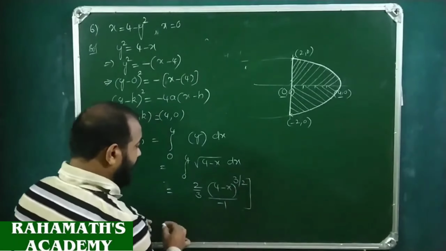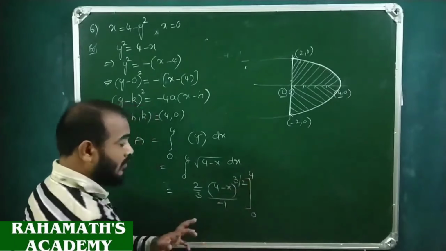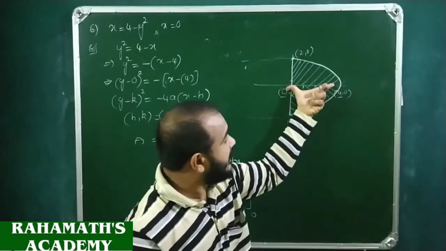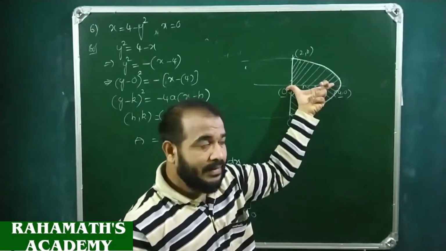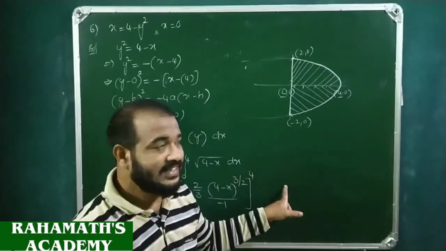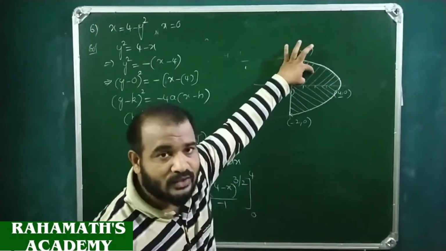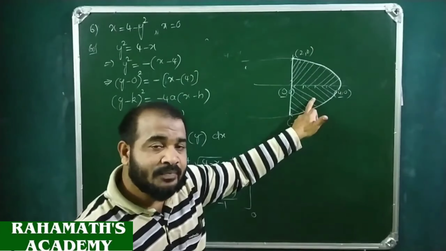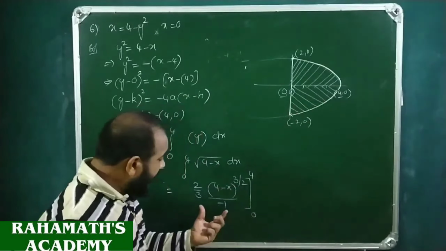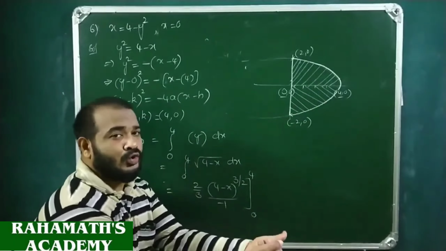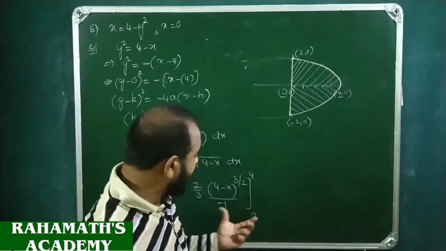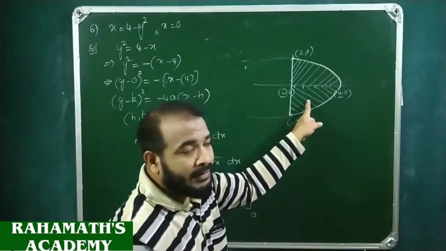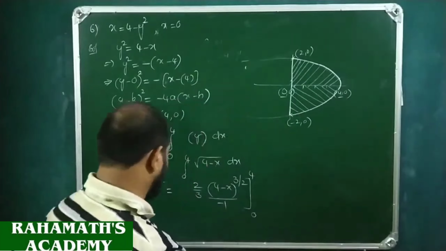We have to apply the limits from 0 to 4. Please bear in mind that 0 to 4, this area I am trying to find. But here this is symmetric about the x-axis. That means whatever area I get through this, we need to multiply by 2, because actually only this part we are going to get here. But to obtain the whole area, we need to multiply it with 2. So let us do that.